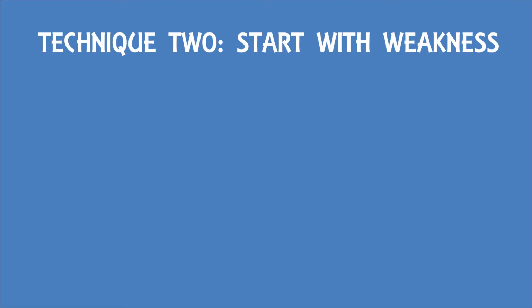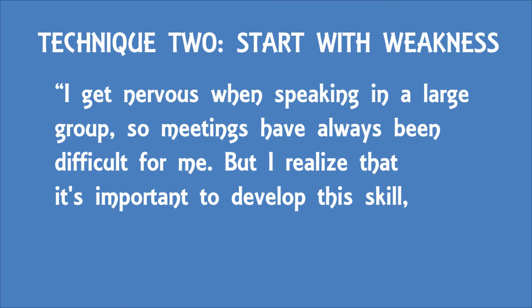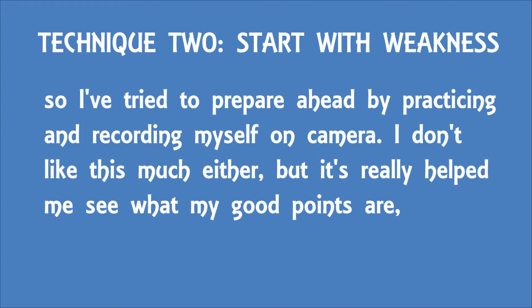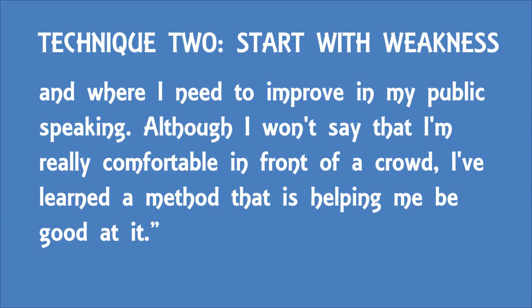The second method is very similar, but you can start with the weakness that you've chosen and just talk about what you are doing to improve. Use the words "I've tried" or "I've learned." For example, you could choose public speaking or conducting meetings. Say something like, "I get nervous when speaking in a large group, so meetings have always been difficult for me. But I realize that it's important to develop this skill, so I've tried to prepare ahead by practicing and recording myself on camera. I don't like this much either, but it's really helped me see what my good points are and where I need to improve in my public speaking."